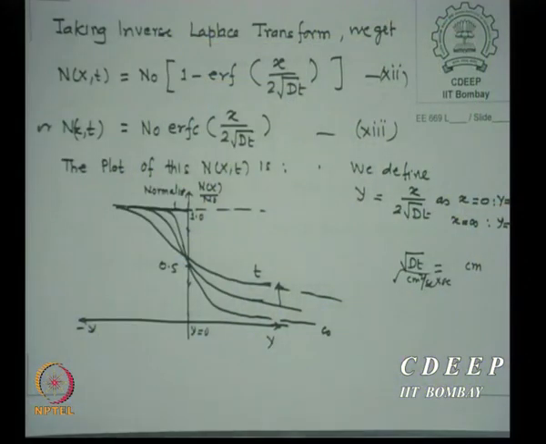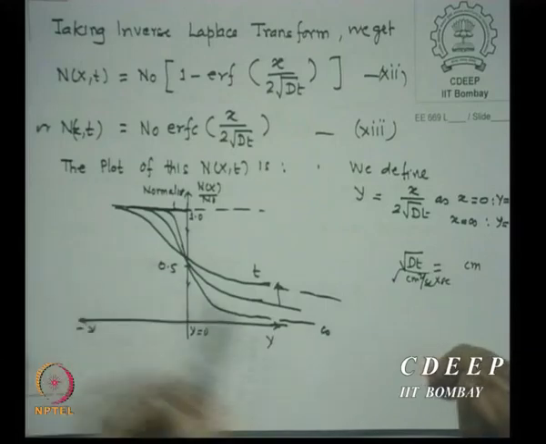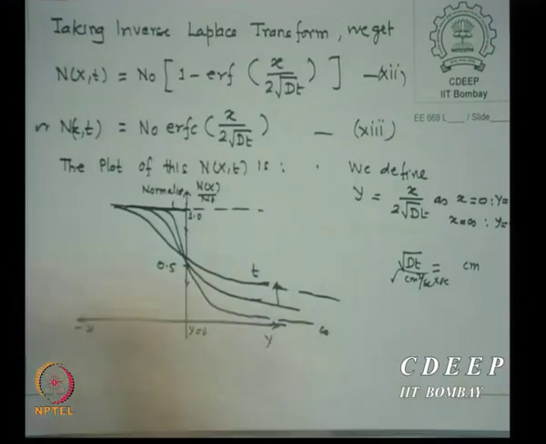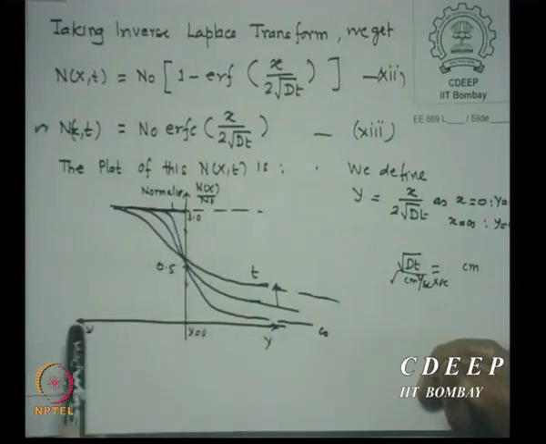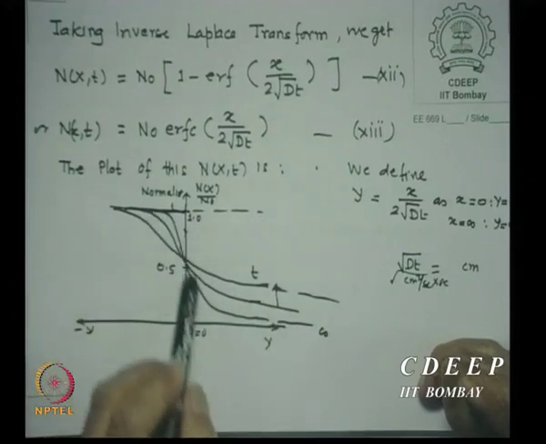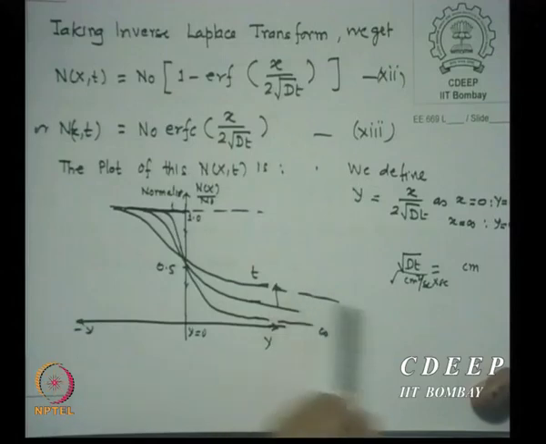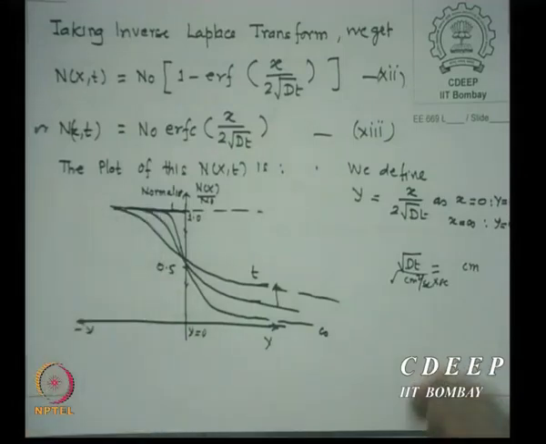Okay, so if I plot this function, normalized N(x,t) by N0 versus y, where I define y as x by 2 root Dt. I define y to plot, nothing else. So between plus y and minus y, this is a symmetric function. Its initial value is this, and as time proceeds, where will this finally go? It will go to 0 at infinity. Same way the other reaches 1, actually it is asymptotic, it should reach 1 asymptotically.